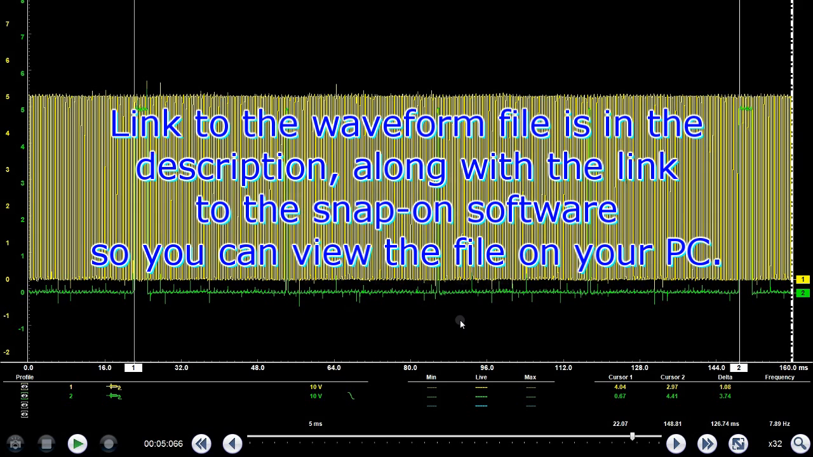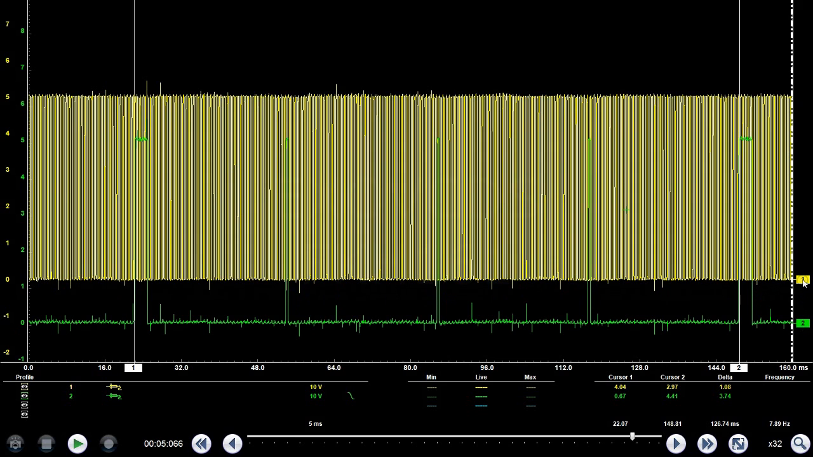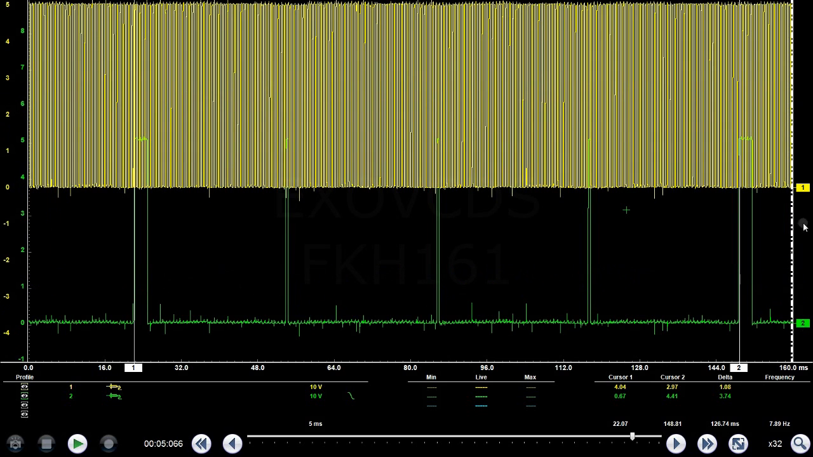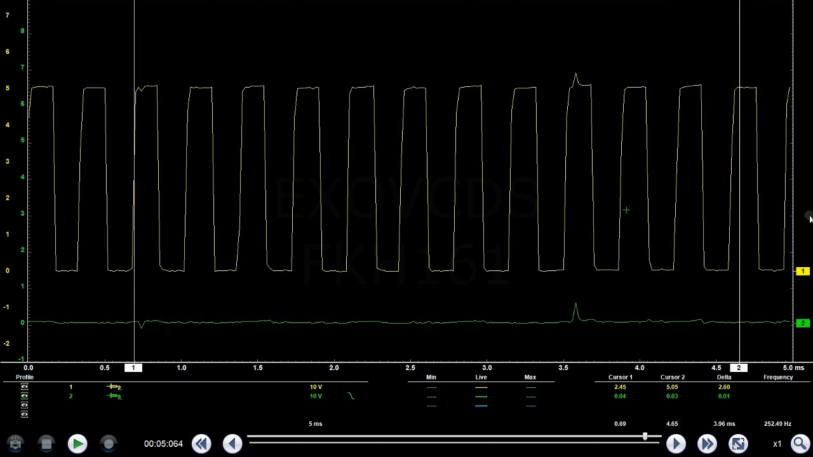The file is in the description for you to download and play with in ShopStream Connect yourself, just like I am right now. You can manipulate the waveform up, down, each channel. And then you can also zoom in, obviously, and see everything in more detail.